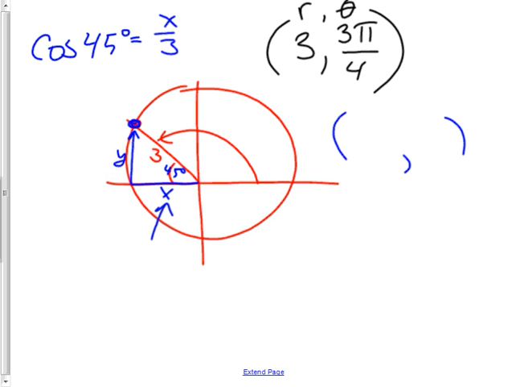Would you solve for x, please? How would you do that? I would multiply cosine of 45 by 3. I agree. Now, do we happen to have cosine of 45 memorized?